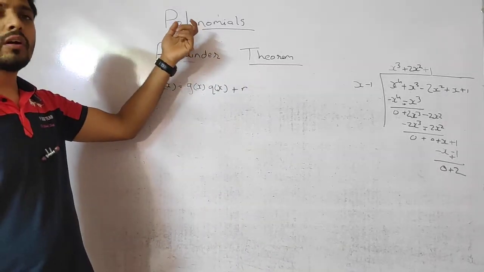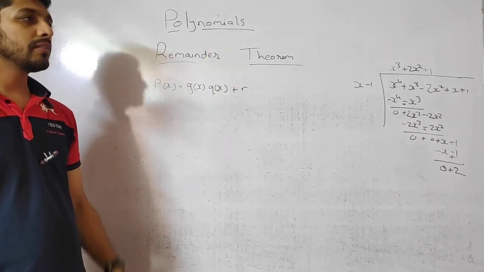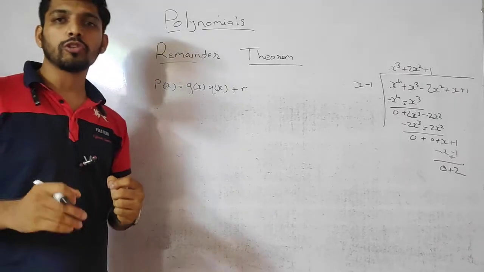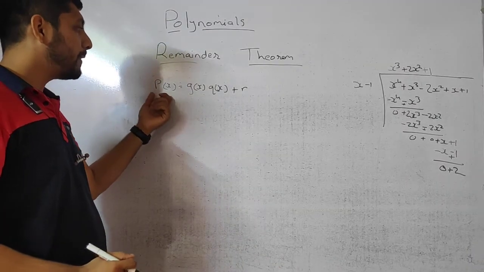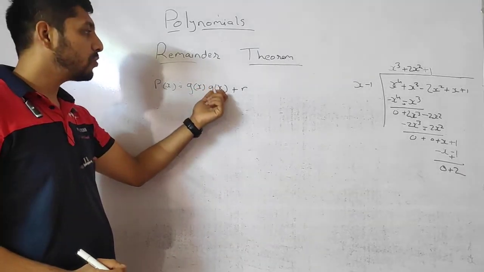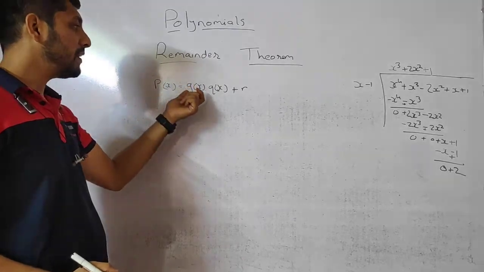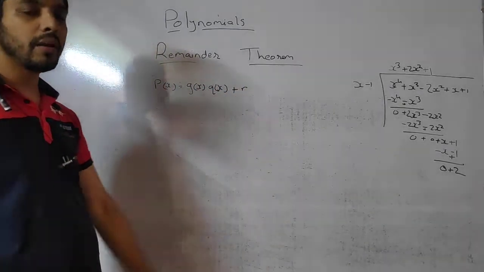We will be talking about polynomials of class 9 and subtopic remainder theorem. This is part 2 of the remainder theorem. Part 1 we have already given the video. You can watch the previous video to understand part 1. So here it was given in part 1 that p of x is equals to g of x into q of x plus r, which means that polynomial p of x is divided by g of x, then the quotient is q of x and r is the remainder.